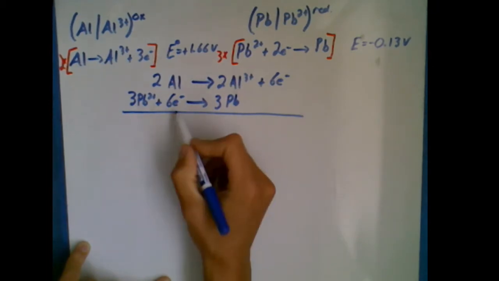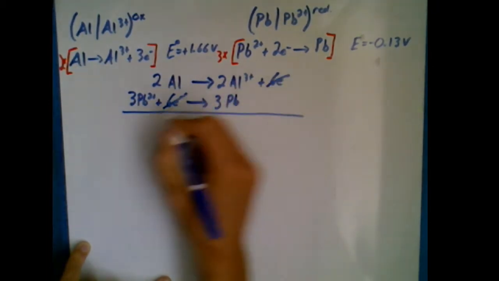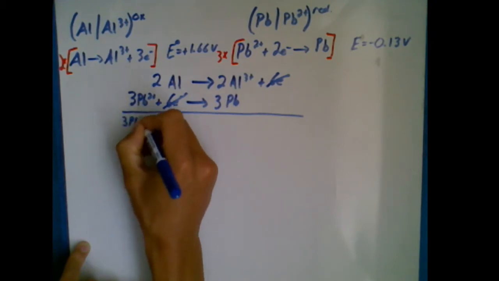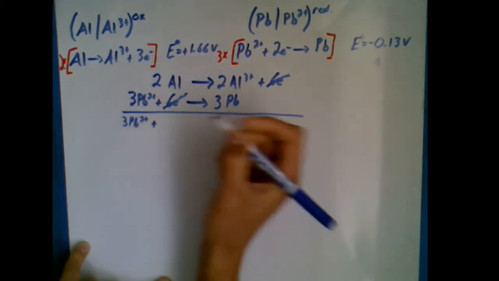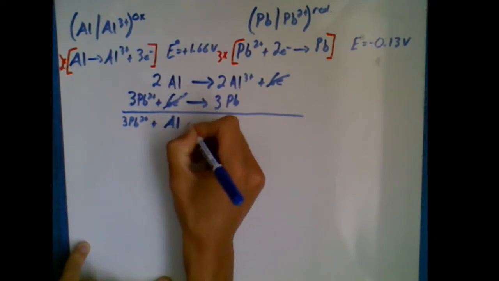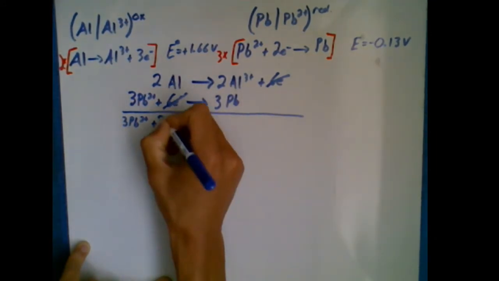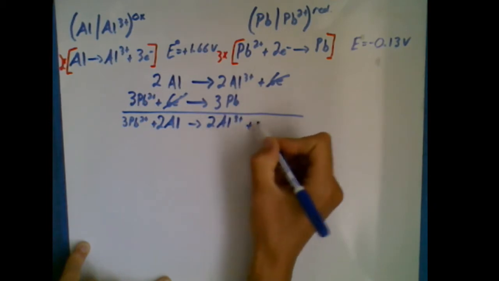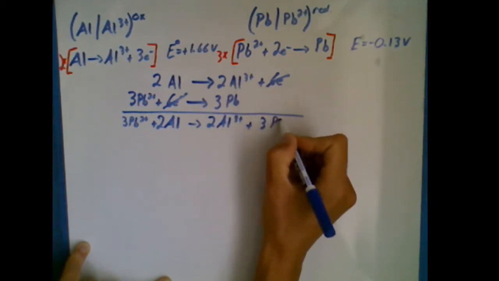In that, our electrons cancel, and the actual reaction here is going to be 3Pb2+ plus gaining electrons from aluminum, the aluminum becoming Al3+, and the lead becoming a solid.